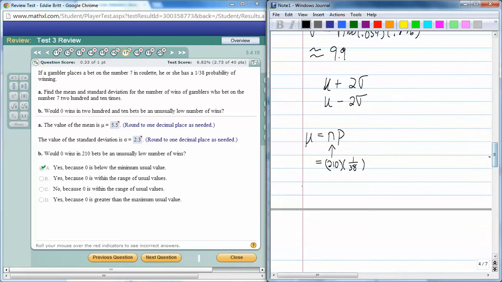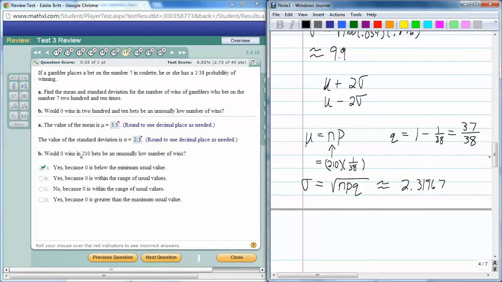Alright, standard deviation is the square root of n times p times q. So we have our n is 210, we have our p is 1 over 38, and our q, remember, q is going to be 1 minus p. So 1 minus 1 over 38 is 37 over 38. So plug those in, work it out, take the square root, and you should get about, I think when I did this earlier, I got 2.31967. And if we rounded that to one place, 2.3.